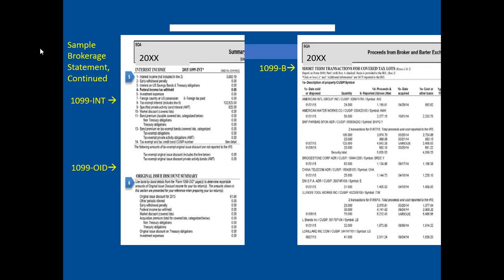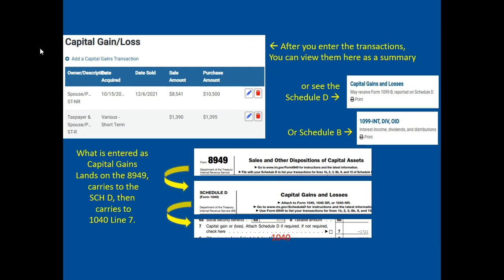And maybe there's a section that says short term not reported, and then you enter those totals. It's not hard, it's very simple. I do want to show you what happens when you enter all that stuff. Every type of transaction for stocks that you enter, and there's actually 4.